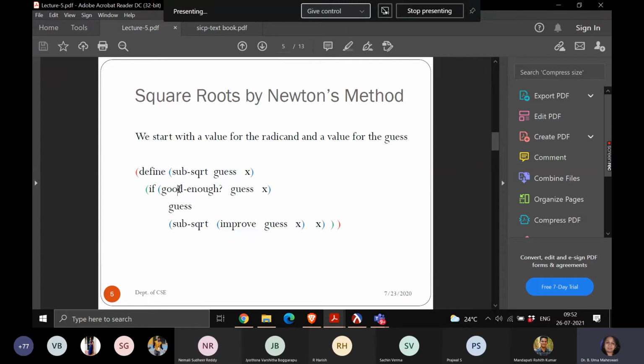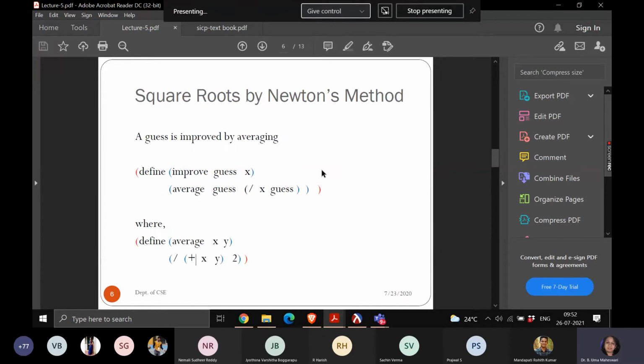Now this is very abstract. What is good enough? What is improve guess x? What does the improve function do? We don't know. All right, so this is the upper level part, and let us go inside to see how improve will look. Let us define improve. Improving the guess means that for the next iteration we have to find the new guess. So how do we find it? Define improve as a function. We are passing the guess value and x. So what is that?